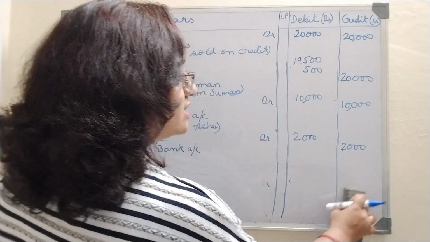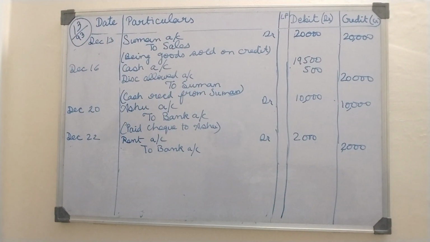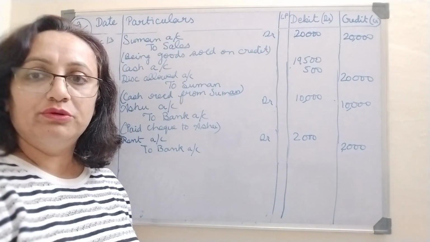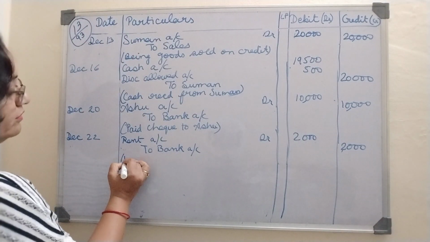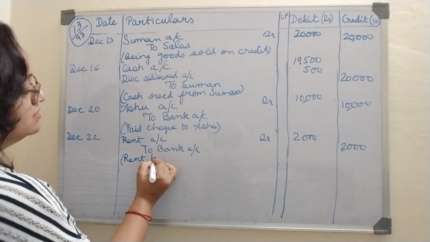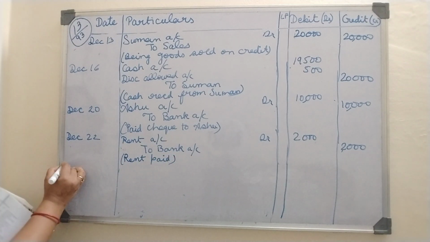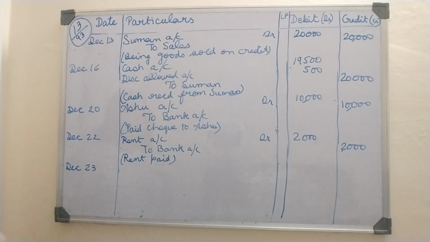If it is written cash, then cash account will be affected. This is important for you because in the next chapter you will be maintaining the cash books. So for cash books you have to be very careful where to enter in bank and where to enter in cash. So rent paid. Just a simple narration will do. Now December 23. December 23 says deposited into bank.